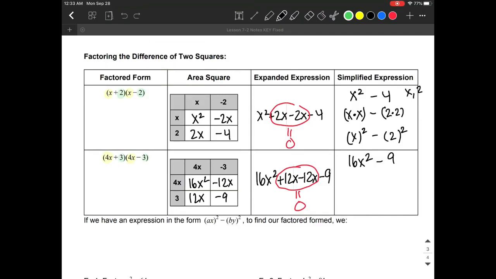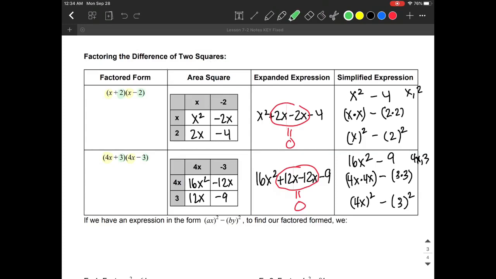All right, in the second example, where do I see 4x and 3? Well, if I break down the first term, 4x times 4x gives me 16x squared. And if I break down the second term, it's 3 times 3. I'm doing the difference of that. Well, I could rewrite this as 4x squared minus 3 squared, the difference of two squares.